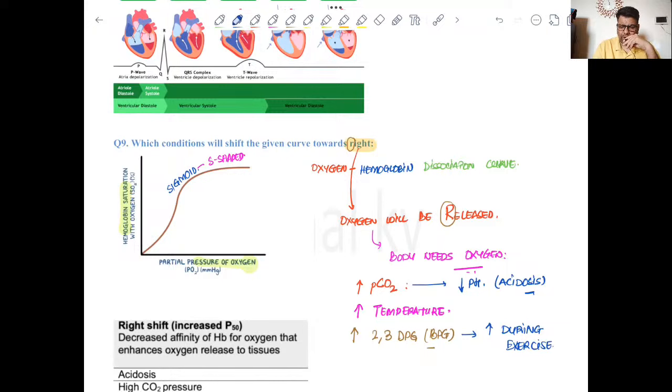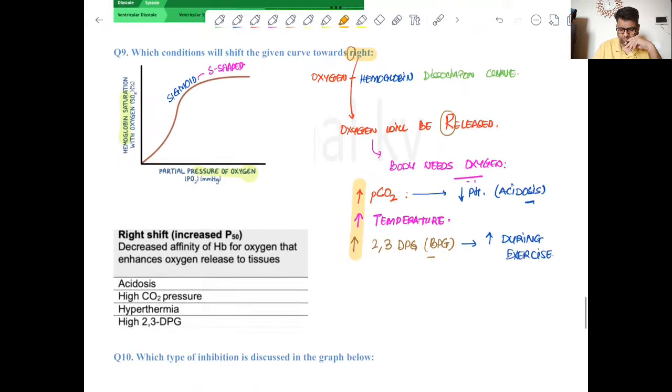Right? So there are three conditions which you need to remember at least. Increased PCO2, which is synonymous with decreased pH, acidosis, that is respiratory acidosis. Increased temperature, increased 2,3-DPG, which is increased during exercise. Right? So remember these points. Okay?